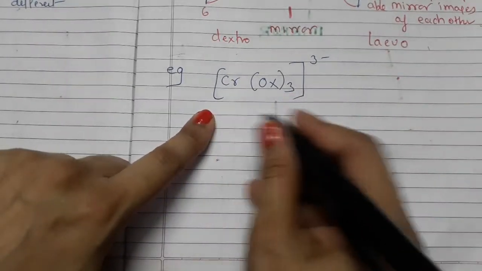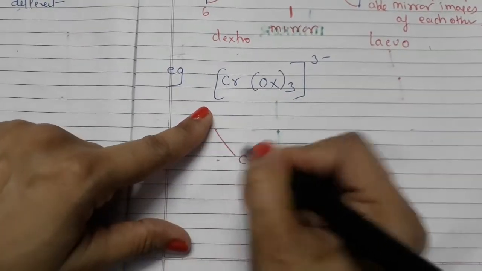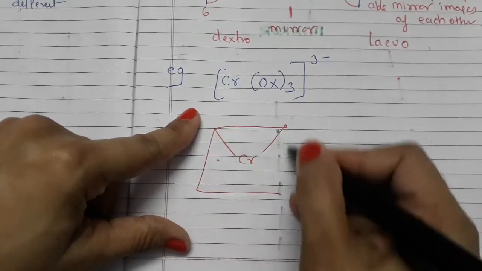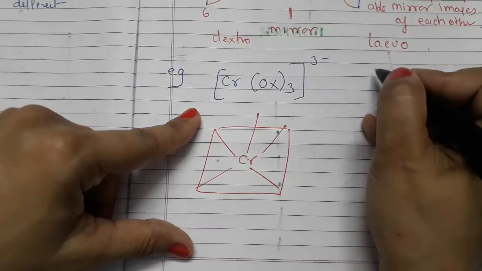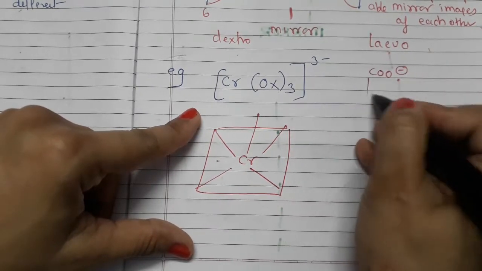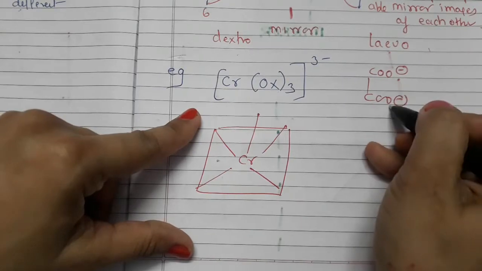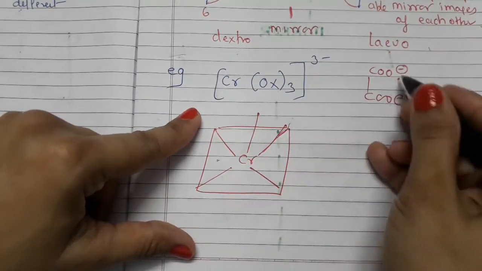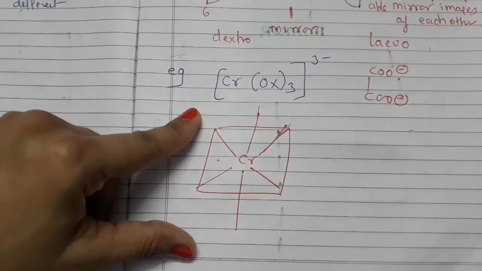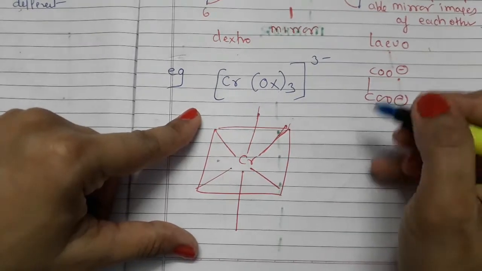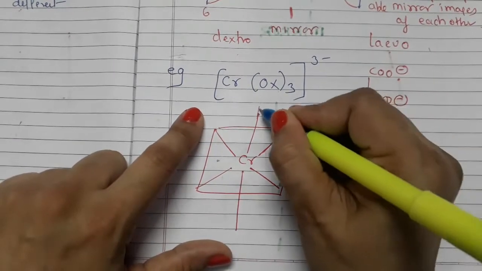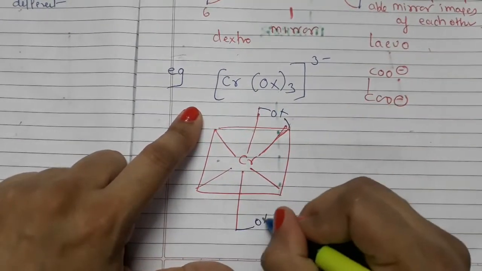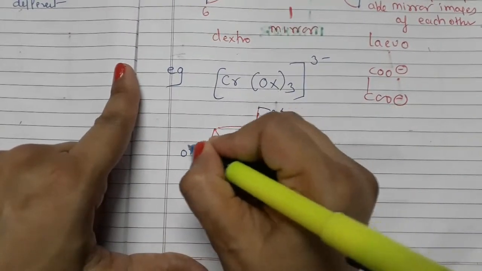Now, I have one more example written over here. We are having chromium, and we have to draw its structure. What we do is oxalate 2, which is COO minus, COO minus. So, O and O are the donating atoms, I mean atoms which are donating electrons. So, I am going to write over here OX, first OX, second OX, and the third will come over here.